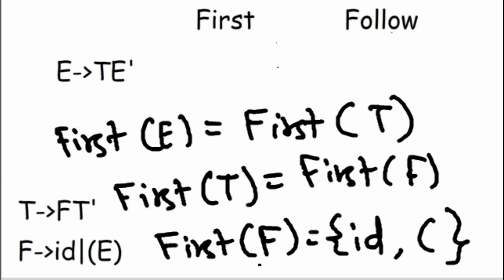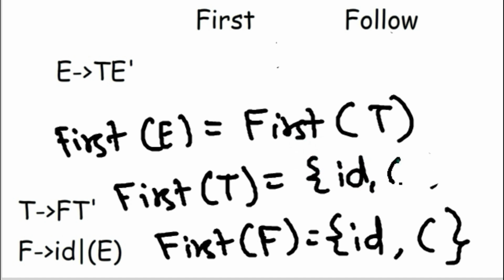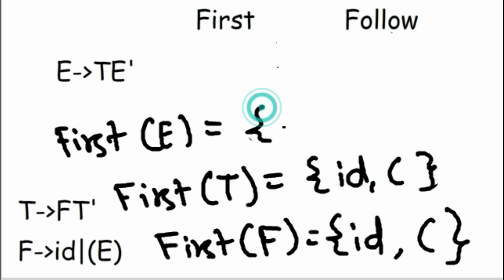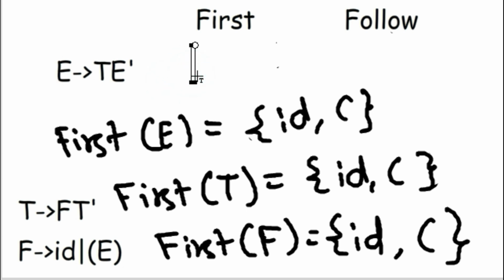So we know that the first of F is ID and open bracket, and we know that first of T is first of F. So first of T is also ID and open bracket. We know that first of E is first of T, and first of T is ID and open bracket. So first of E will also be ID and open bracket. So we will write this answer here. First of this E is, in curly bracket, ID and open bracket.